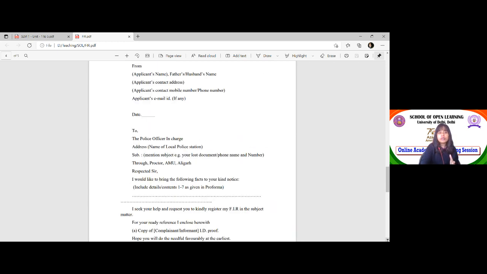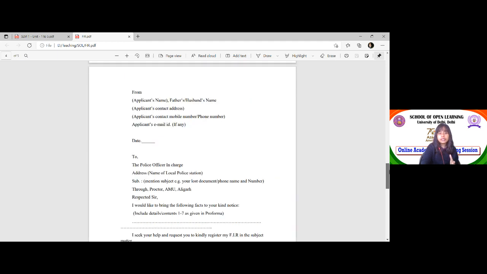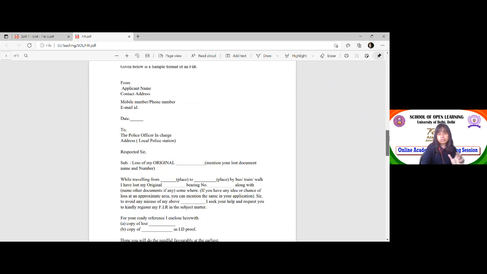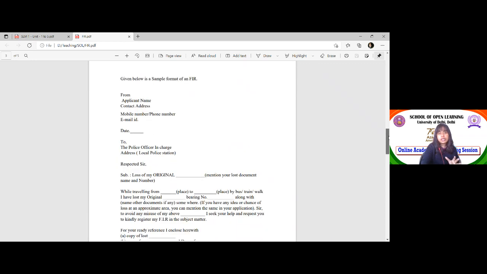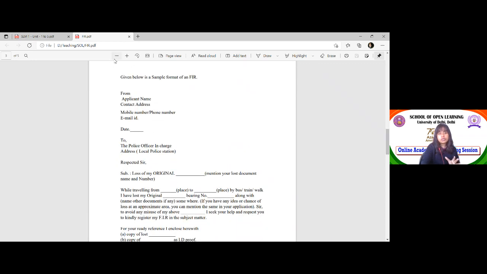So this is like the format of the FIR that you have. Like you can take a screenshot of this format if you want, so that you remember.